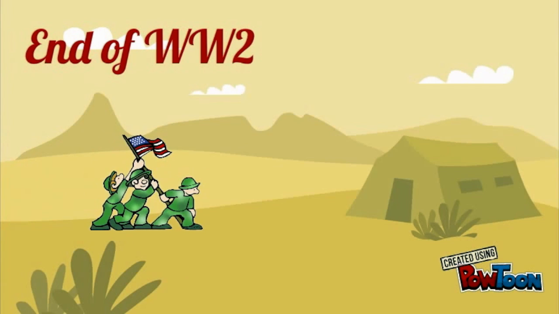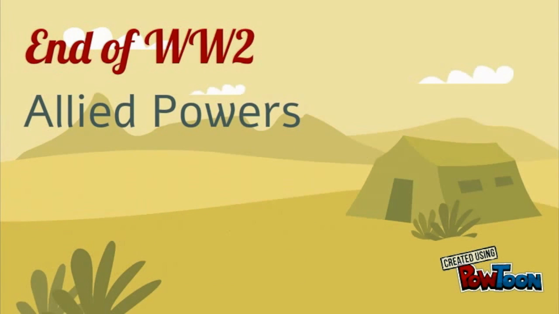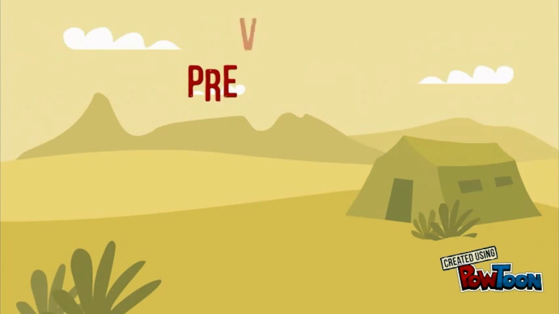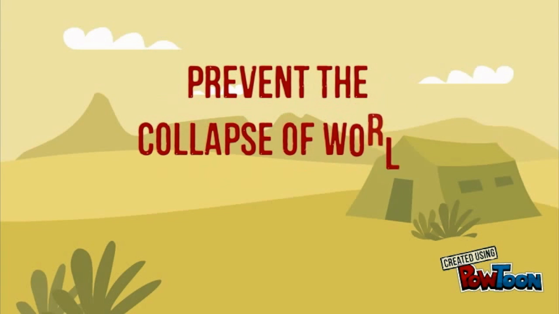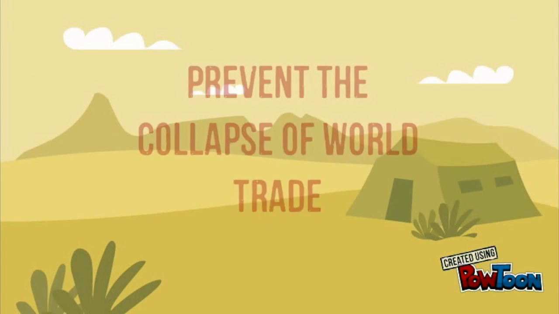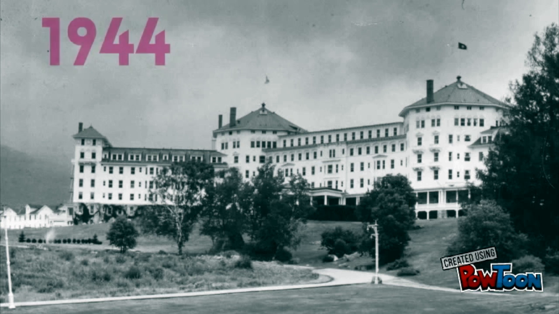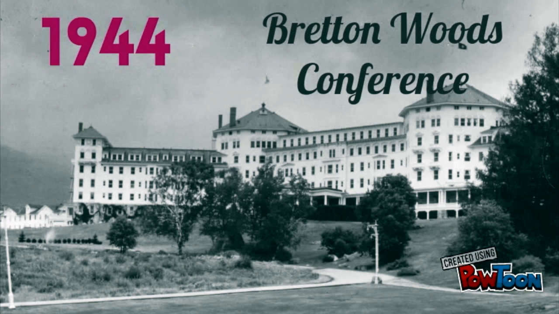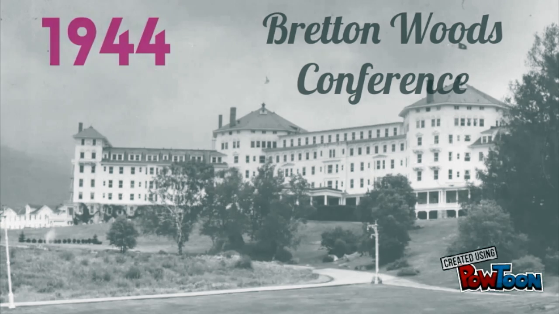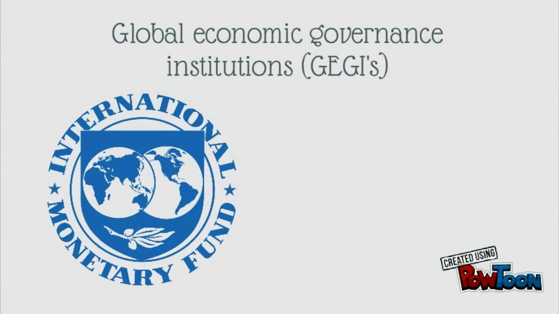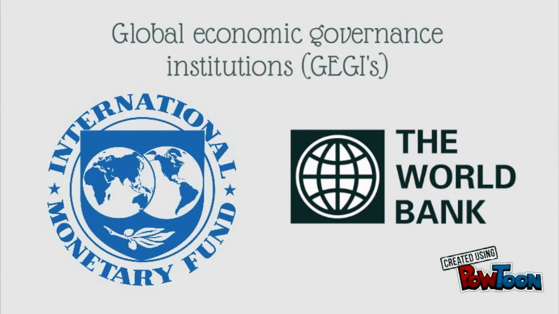During the end of the Second World War, Allied powers gathered to initiate negotiations aiming to establish a stable basis for a liberal world economic order able to prevent another collapse of world trade that could contribute to the onset of another conflict, as had happened before World War II. These negotiations culminated in 1944 with the Bretton Woods Conference, which established two of the most controversial global economic governance institutions that we know today as the International Monetary Fund and the World Bank.